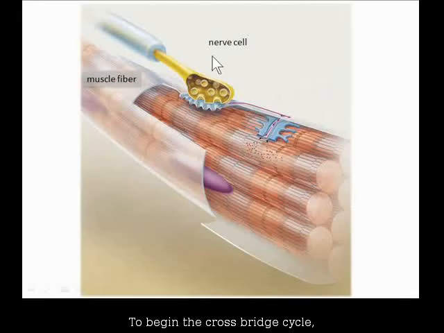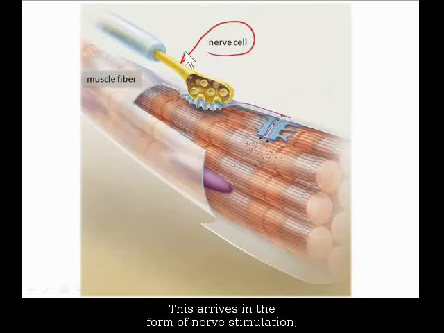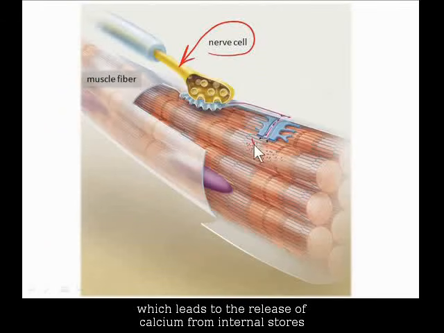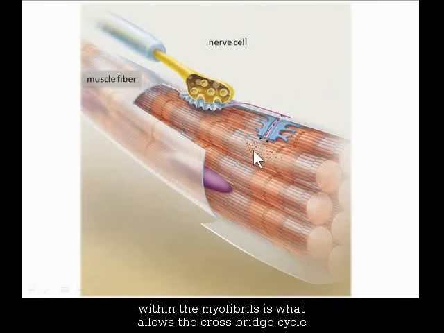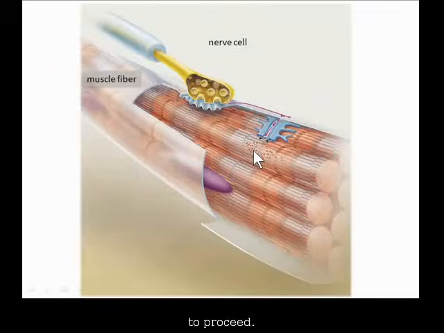To begin the cross-bridge cycle, we need what amounts to a start signal. This arrives in the form of nerve stimulation, which leads to the release of calcium from internal stores within the muscle fiber. The increase in calcium concentration within the myofibrils is what allows the cross-bridge cycle to proceed.